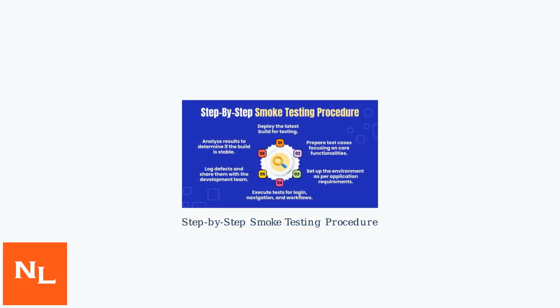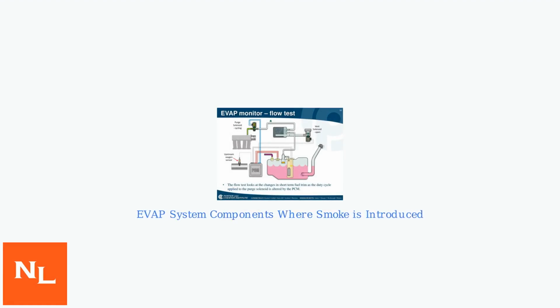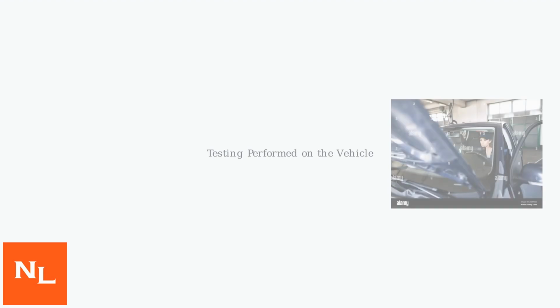Following a structured procedure ensures accurate results. The flowchart outlines the key steps: setting up the environment, introducing smoke, monitoring for escape points, and identifying leak locations. The smoke enters through the system's access points, such as the fuel tank or canister connections. Any breach in the sealed system allows smoke to escape, revealing the leak's exact location for targeted repair. Smoke testing is typically done with the vehicle's hood open and the system properly connected. The visible smoke escaping highlights even tiny leaks that would be missed otherwise.